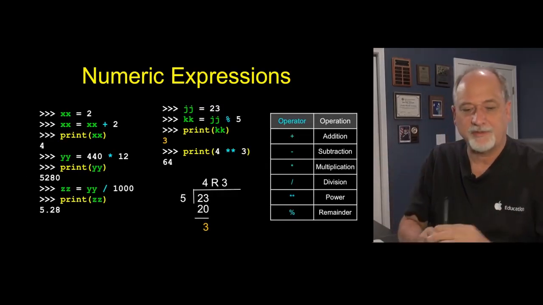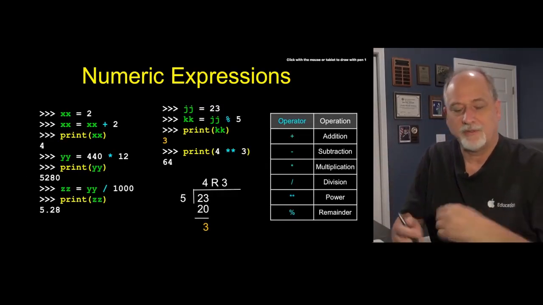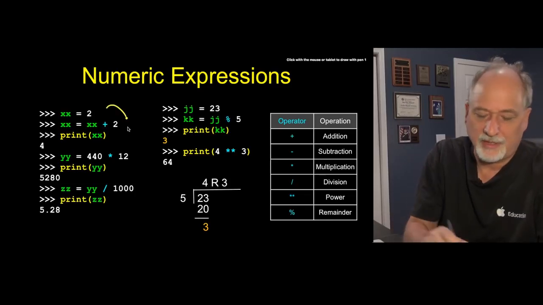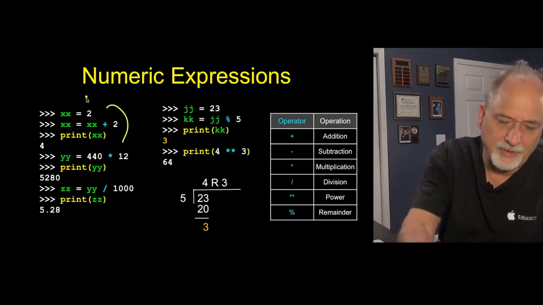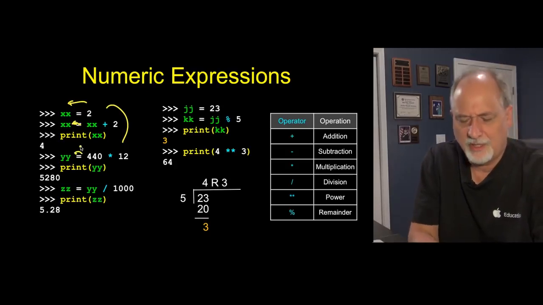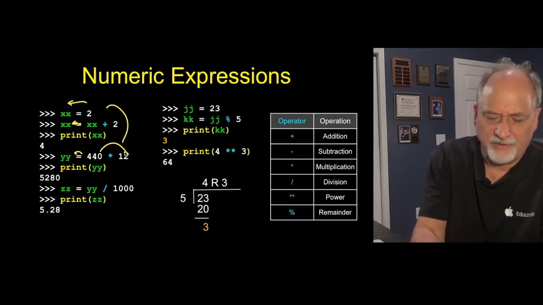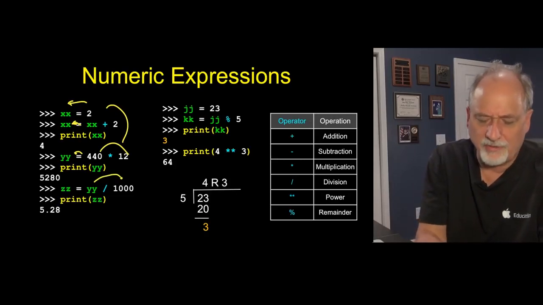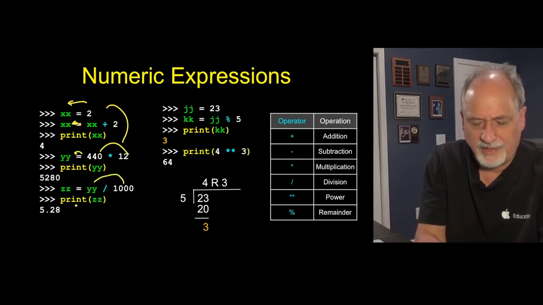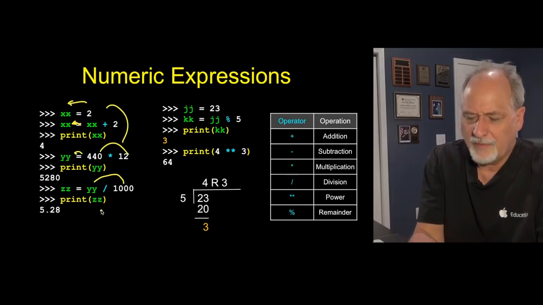So here's a whole series of little examples of this. We've already seen the plus, x equals x plus 1. Keep remembering that these assignments are arrows, basically. Arrow, arrow, they have a direction. Multiplication, 440 times 12. Dividing this by, that's division, over 1,000, 5.28. Here we're going to put 23 into JJ, and then we're going to do modulo.